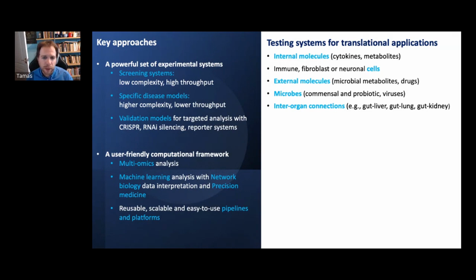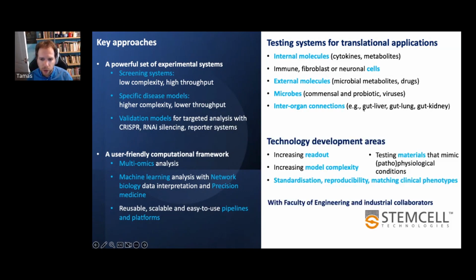And then we can use organoids for testing molecules, cells, interactions, external molecules, microbes, and the goal is really to get to inter-organ connections. And we are working with engineers and industrial collaborators, including stem cell technologies, to increase the readout and the standardization, as I mentioned. It's quite important, in different materials. So it's a very, very exciting interdisciplinary story.